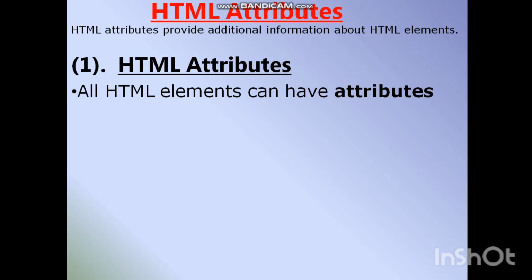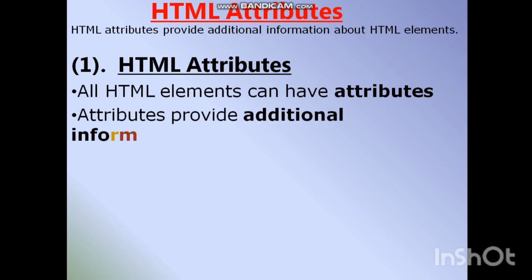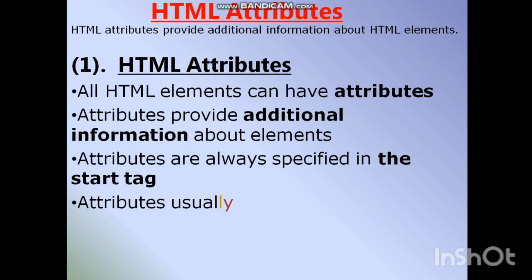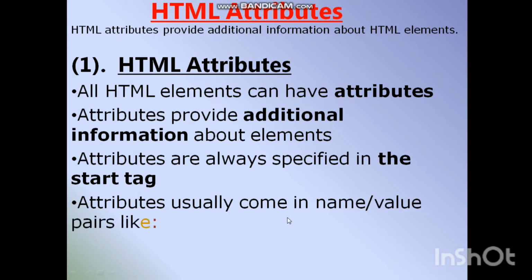Attributes are always specified in the start tag or opening tag and usually consist of name and value pairs, like name is equal to value. Attribute values should always be enclosed in quotation marks, like this. Attributes usually come in name and value pairs like name is equal to value, in quotation marks.